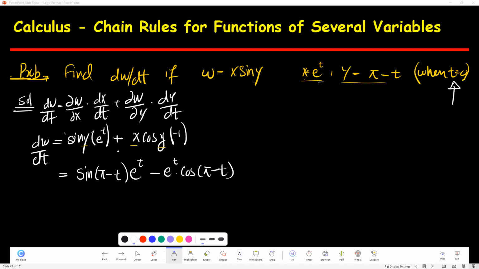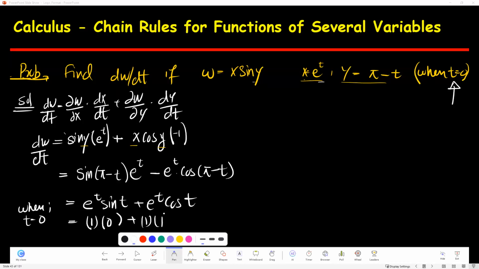If I want, I can further simplify this by using the formulas. Maybe I can just substitute the value: e to the t sine t plus e to the t cos t. And if I substitute the value t equals 0, e to the 0 is 1. Sine 0 is 0, plus 1 and 1. So 1 and 1, the answer is 1.